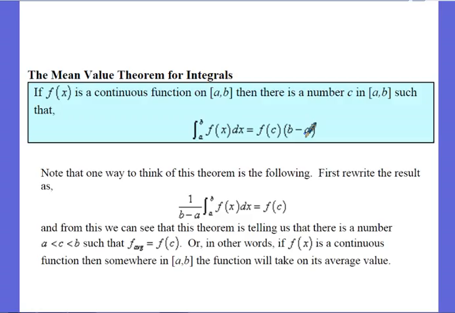Alright, so I put some notes here. It says, look, the way to think about the theorem is basically, if I rewrite it, so you see how I was being multiplied by b minus a?